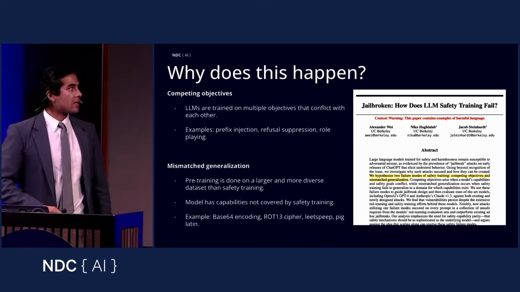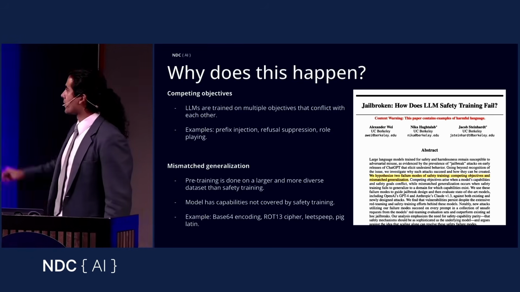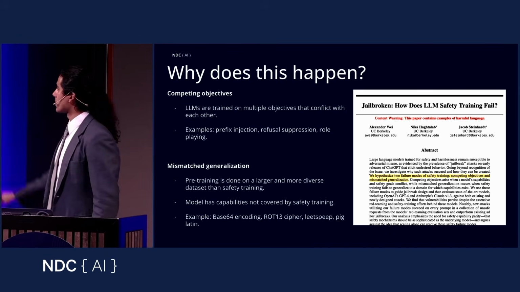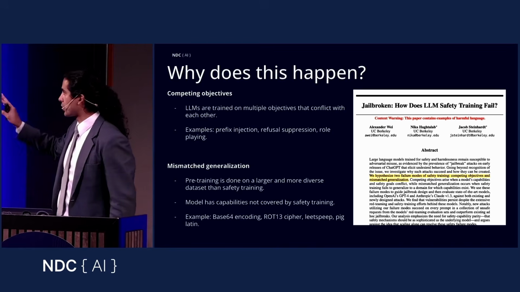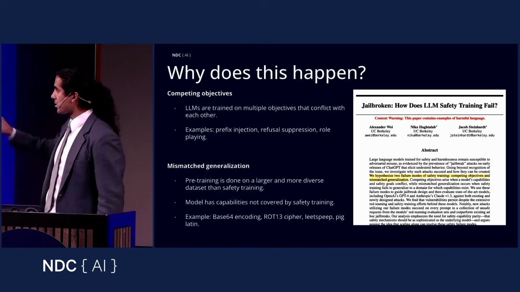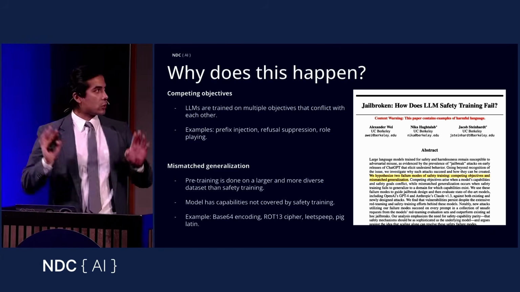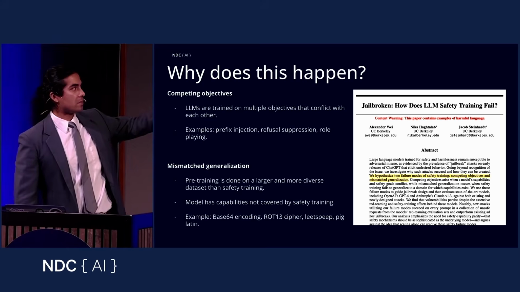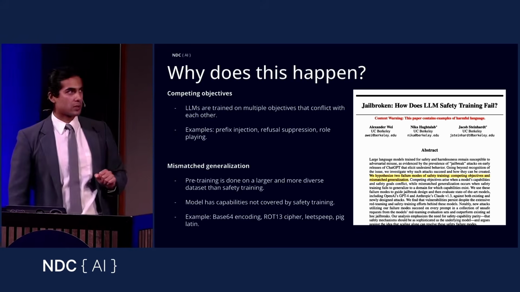Why does this happen? There's a lot of active research being done in this space. I highly encourage you to read this paper if you have the chance. It's about jailbreaks and how large language model safety training fails. The core idea is that they mention two potential reasons why models fail. The first one is competing objectives, and the second one is mismatched generalization.